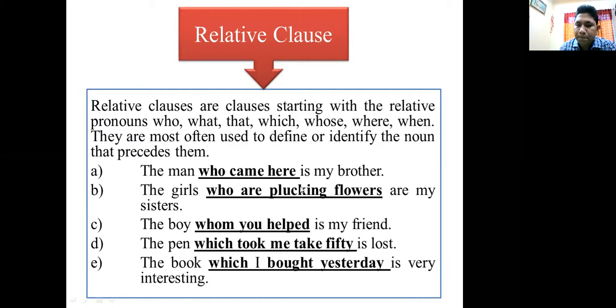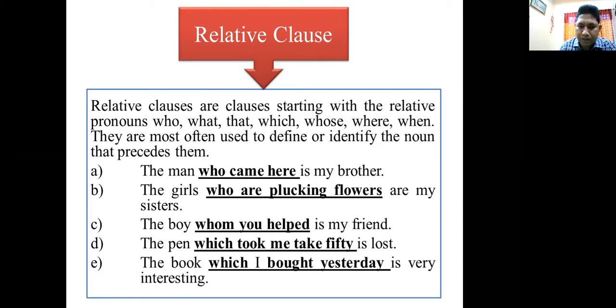So you see, who came here, who are plucking flowers, whom you help, which took me taka 50, which I bought yesterday. These are the examples of relative clause, and these are the examples of adjective clause. Okay, you see. Now the question is, how will you find it as relative clause or adjective clause?